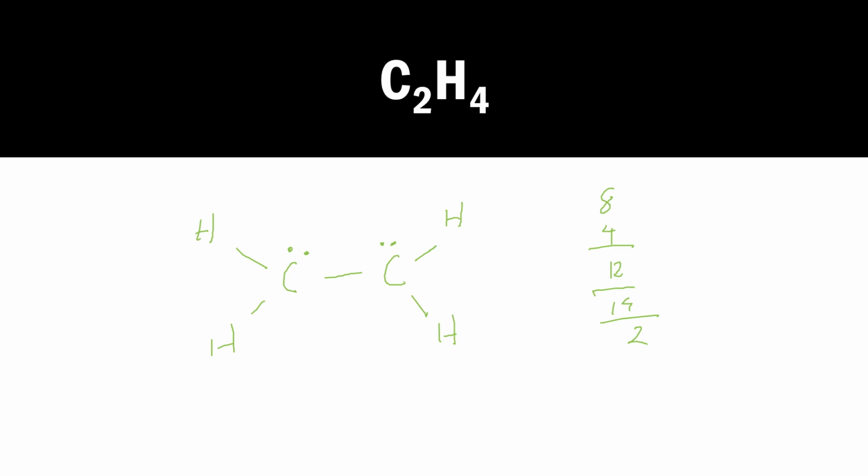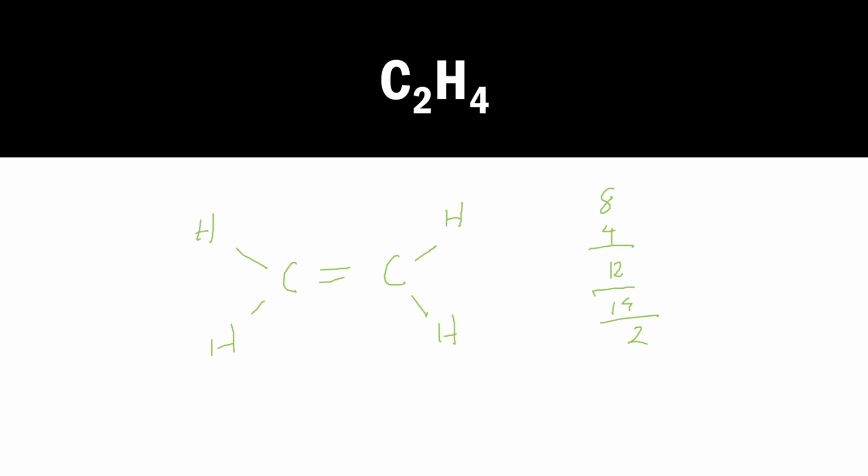For each 2 electrons we can put 1 bond. Therefore what we can do, we put 2 bonds and 1 bond, and this goes away. So now you can see carbon is satisfied. 2, 4, 6, 8. 2, 4, 6, 8. Therefore this is the Lewis structure for C2H4 or ethene.